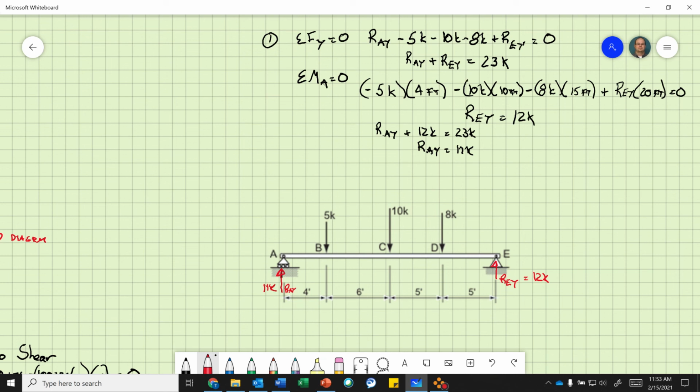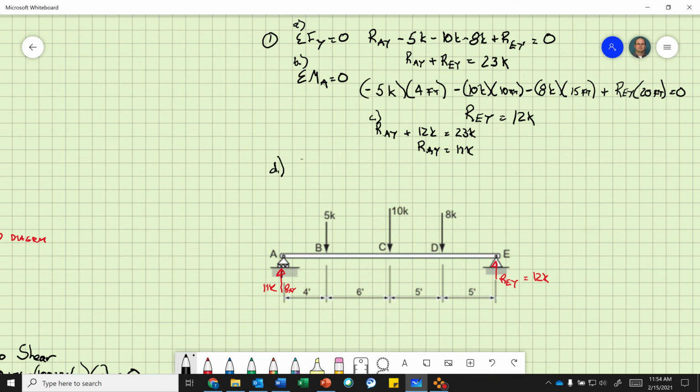All right, substitution. So this was 1A, 1B, 1C is substitution. So remember, before you start A, we make sure everything's in X and Y, and all uniform distributed loads are converted into point loads. Okay, so D, we got to check equilibrium.